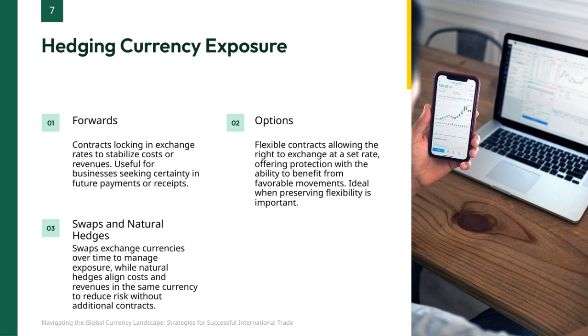Next, options provide flexible contracts that give the right, but not the obligation, to exchange at a set rate. This means you get protection from adverse movements while still being able to benefit if the market moves in your favor. Options are perfect when maintaining flexibility is important. Lastly, swaps and natural hedges are strategies to manage exposure over time. Swaps involve exchanging currencies periodically, while natural hedges align a company's costs and revenues in the same currency, reducing risk without needing extra contracts. Together, these tools offer a solid framework for managing currency risk effectively.